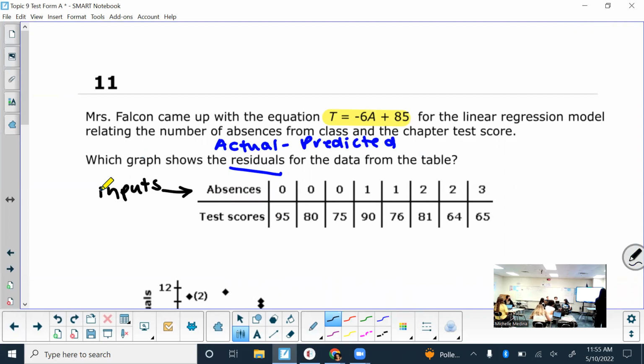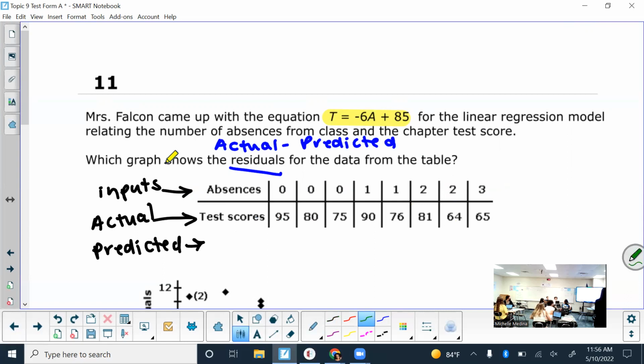Be my inputs. The test scores that are listed here would be what? The actual, that's what her students actually scored. And the predicted we get from what? Plugging it into this given equation. So yeah, I know it's a pain to plug in all of these inputs and find all the predicted values and residuals. Just do enough to where you can cancel it out and find the right answer.